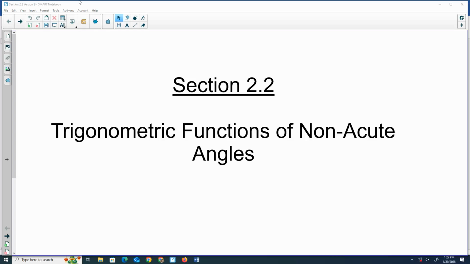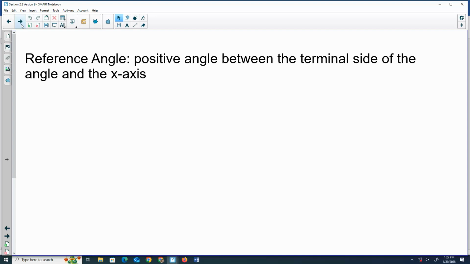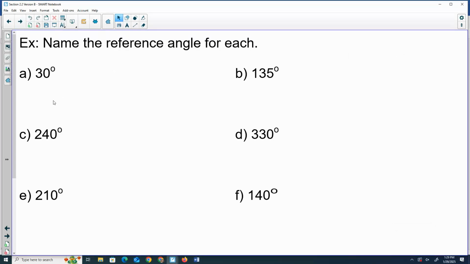So in this, I'm going to be talking about reference angles. A reference angle is always a positive angle between the terminal side of the angle and the x-axis. So I'll let you write that down, and then we'll look at examples and illustrate what that means. It's always a positive angle, and it's measuring the distance to the x-axis.